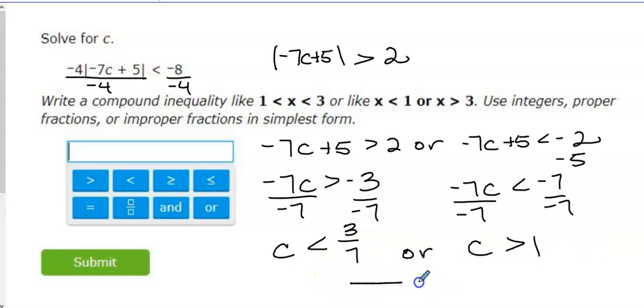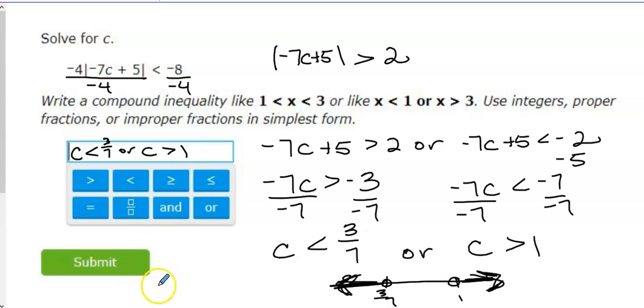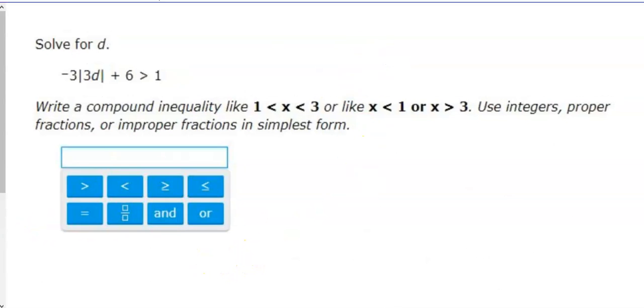So this would be one that would go this way and this way. So that is an or statement. So what you would type in is C is less than 3/7 or C is greater than 1. So if you have this, the greater than, again, you're gonna be using that word or. Let's see if we have another one.